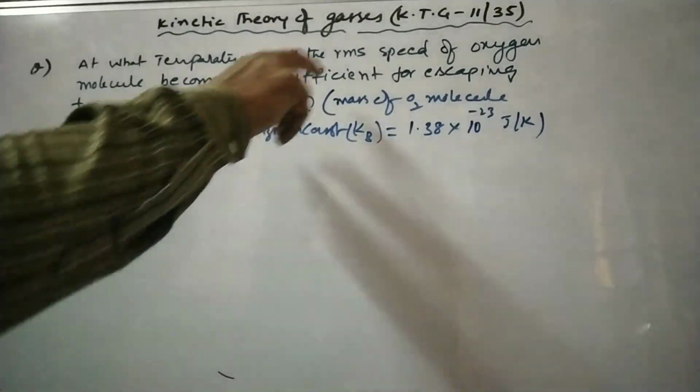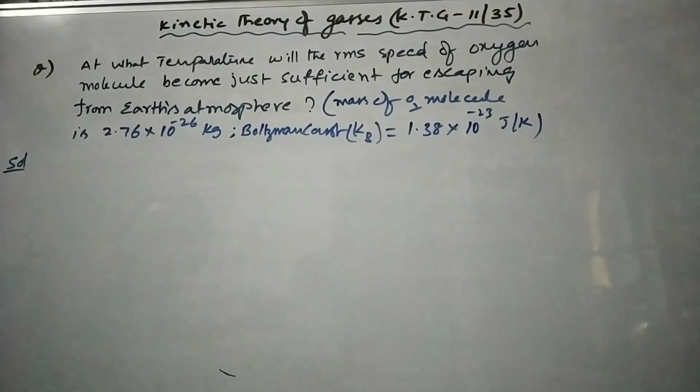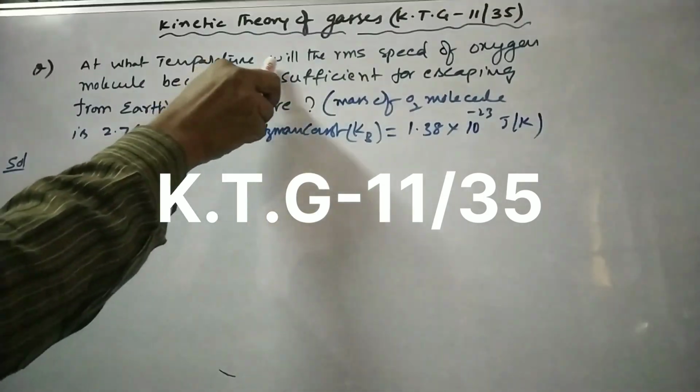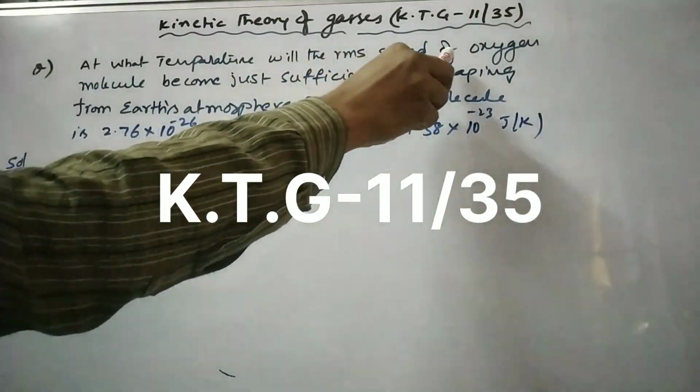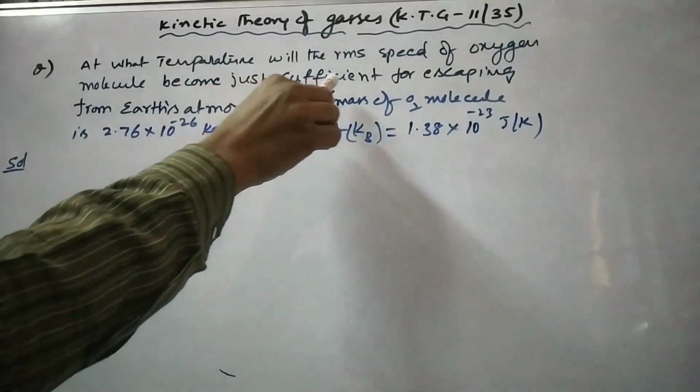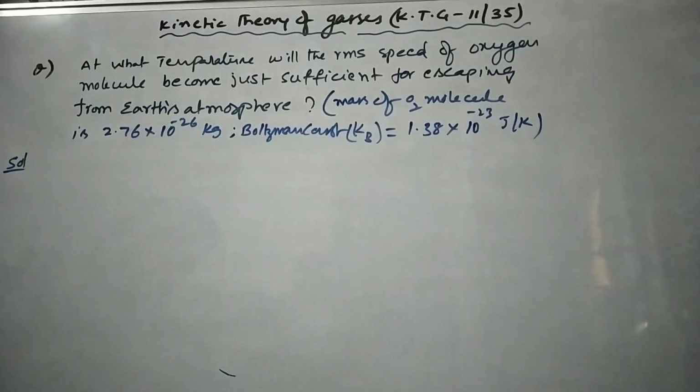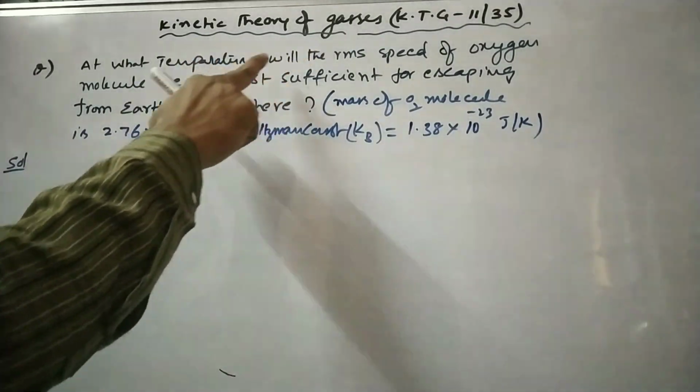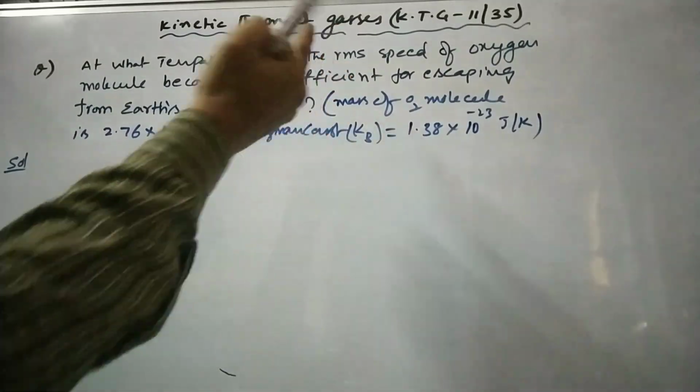Right. The 11th question in kinetic theory of gases is: at what temperature will the RMS speed of an oxygen molecule become just sufficient for escape from the Earth's atmosphere? This question might be derived from kinetic theory of gases. From the kinetic theory of gases, first you can derive the relation between escape velocity and absolute temperature.